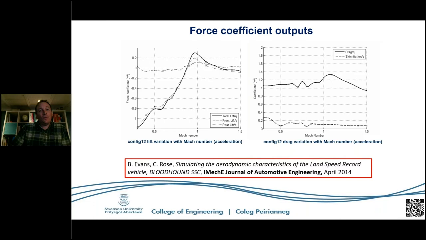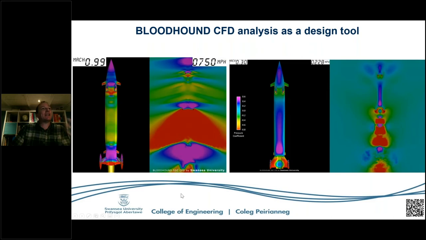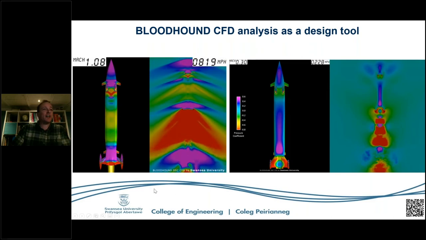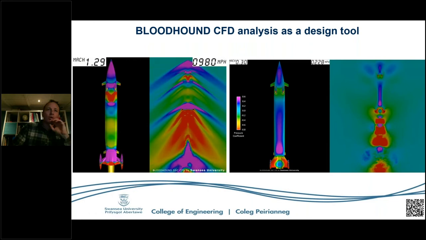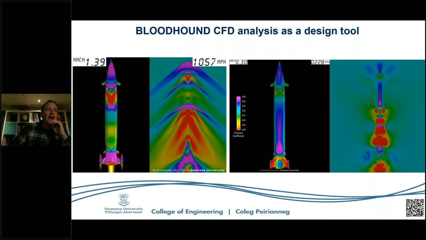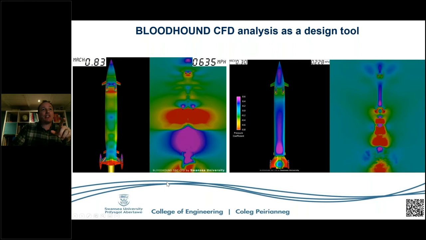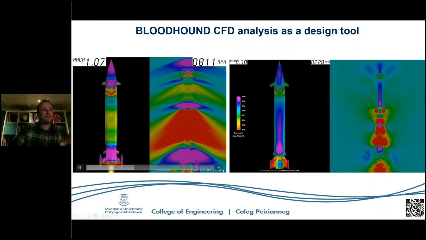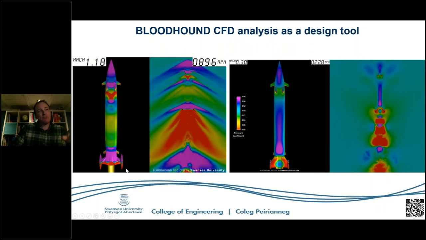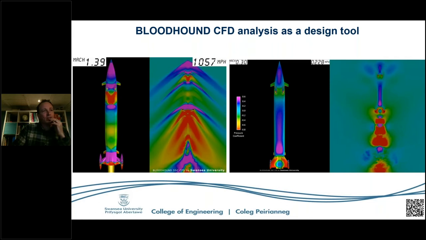The other thing that we would generate to help guide our design decisions are these plots here, where we're looking at pressure distributions over the car. On the left-hand side here, this is an early configuration of Bloodhound from probably going back to 2009, 2010. And on the right-hand side of this left figure, you actually see the pressure distribution we're predicting will act on the ground that the car is rolling across. One thing to spot here, because that will tie in with a specific problem that I'll explain how we solved later on, is what's happening at the back of the car.